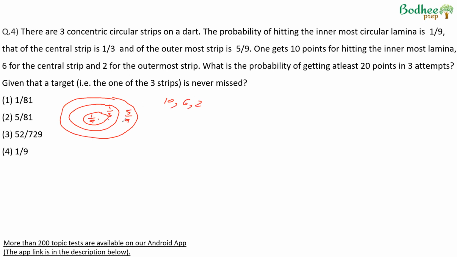10, 6 and 2. What is the probability of getting at least 20 points in 3 attempts, given that the target is never missed? At least 20 points. 20 points can happen if in attempt 1, 2, 3, we hit 10, 10, 10 points. Or we hit 10, 10, 6, 10, 6, 10 arrangements for this, 6, 10, 10.